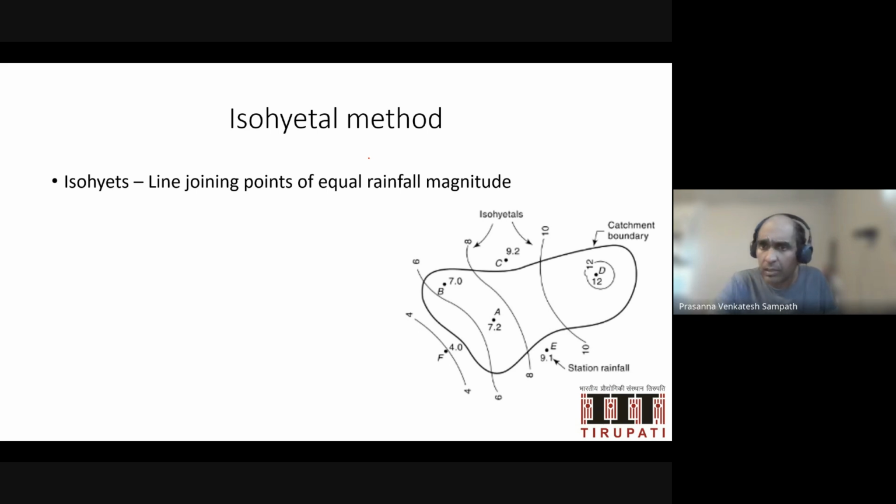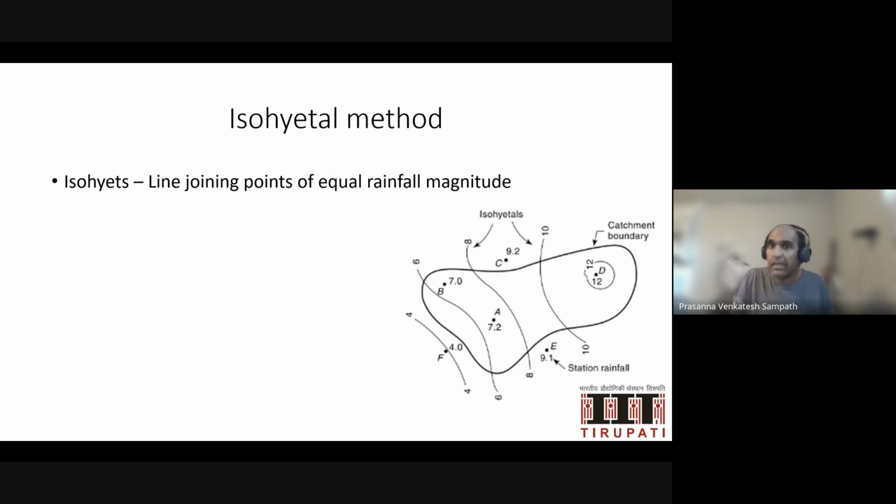Now these lines that you see over here. This line, for example, is representing the points along which the precipitation is, let's say, 10 centimeters. The next line is representing points along which the precipitation is 8 centimeters. And this one is 6, and this one is 4, and so on. And then here I have a 12, right? So we have these different lines, which tell us what the precipitation is along that line, right?